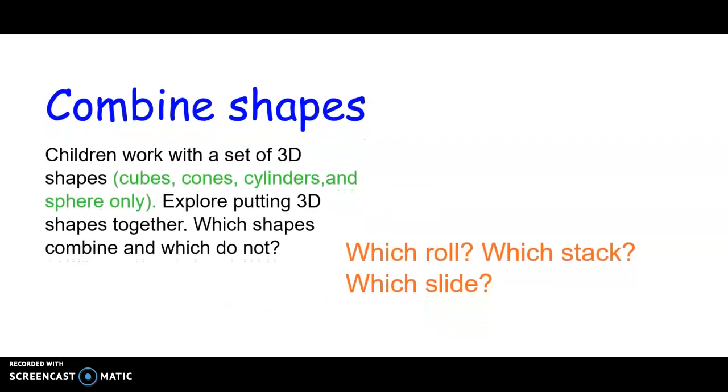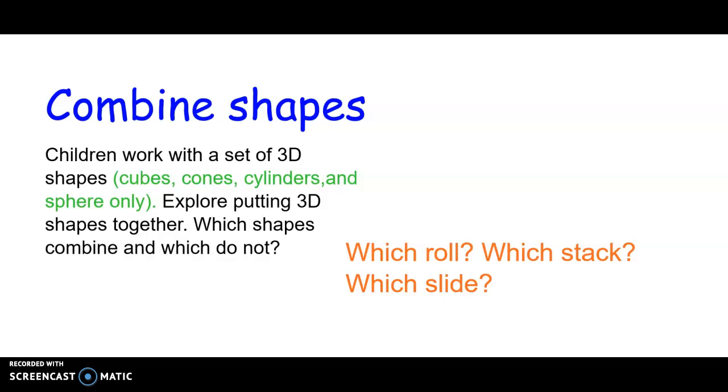So next would be combining the shapes. So friends at home, you will probably not have 3D shapes, but friends at school, if you're watching this, you will each get a little baggie of 3D shapes, and I want you to explore putting these shapes together. Which shapes can you combine, and which ones can you not combine? Also, I want you to think about which shapes can roll, stack, and slide. Okay, if you can roll it, if you can stack it up, or if you can slide it.